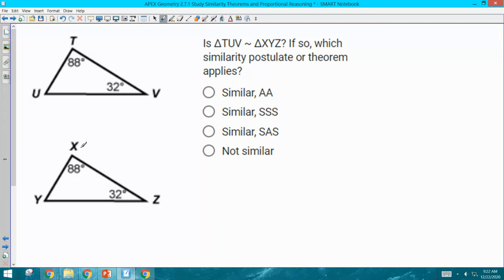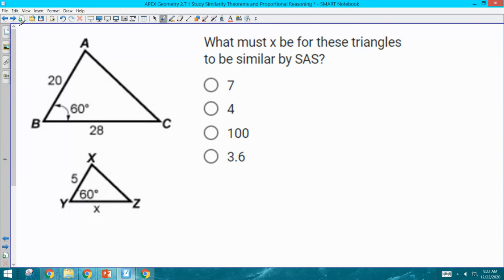All right, so I want to see if these two triangles are similar to each other, and if so, why. Again, I have one set of congruent angles. I have a second set of congruent angles. Bam, that's all I need for angle-angle. So yes, they are similar, through angle-angle.